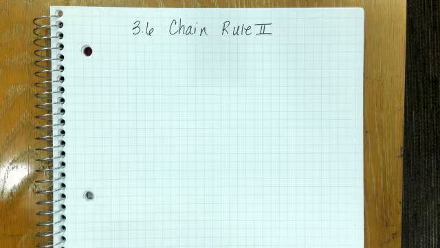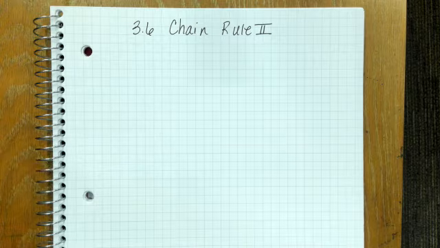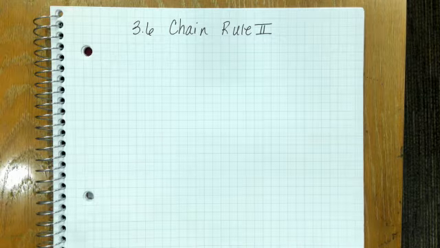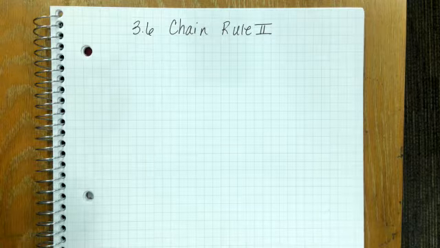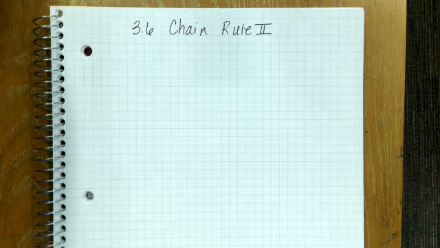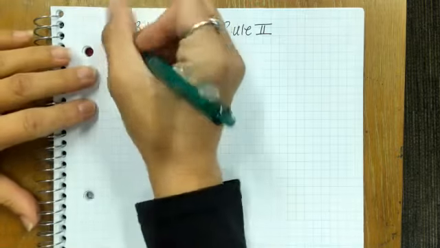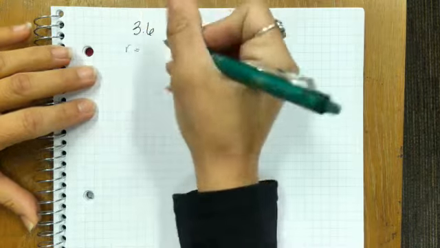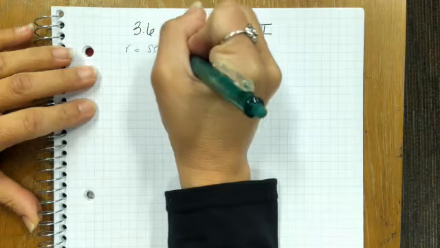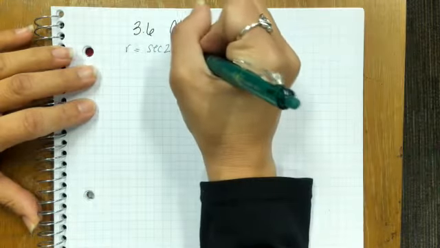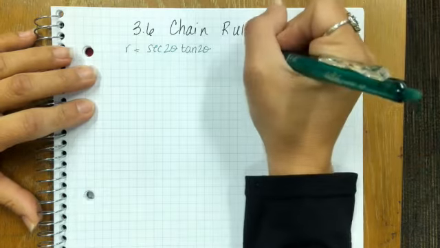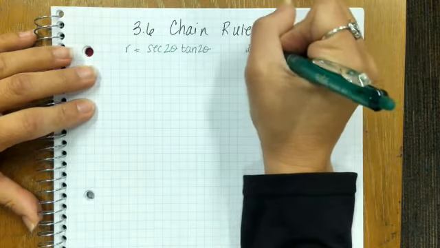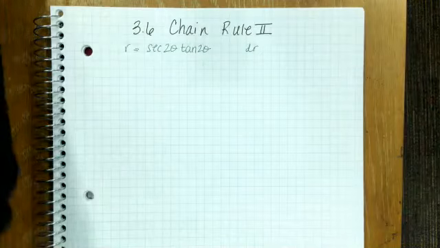Spartan fans, let's look at the chain rule part 2 and what happens when I want to differentiate, instead of with respect to x, with respect to t or theta or some other variable. So let's take a look first at something like r equals the secant of 2 theta times the tangent of 2 theta, and I want to find the derivative of r with respect to theta.